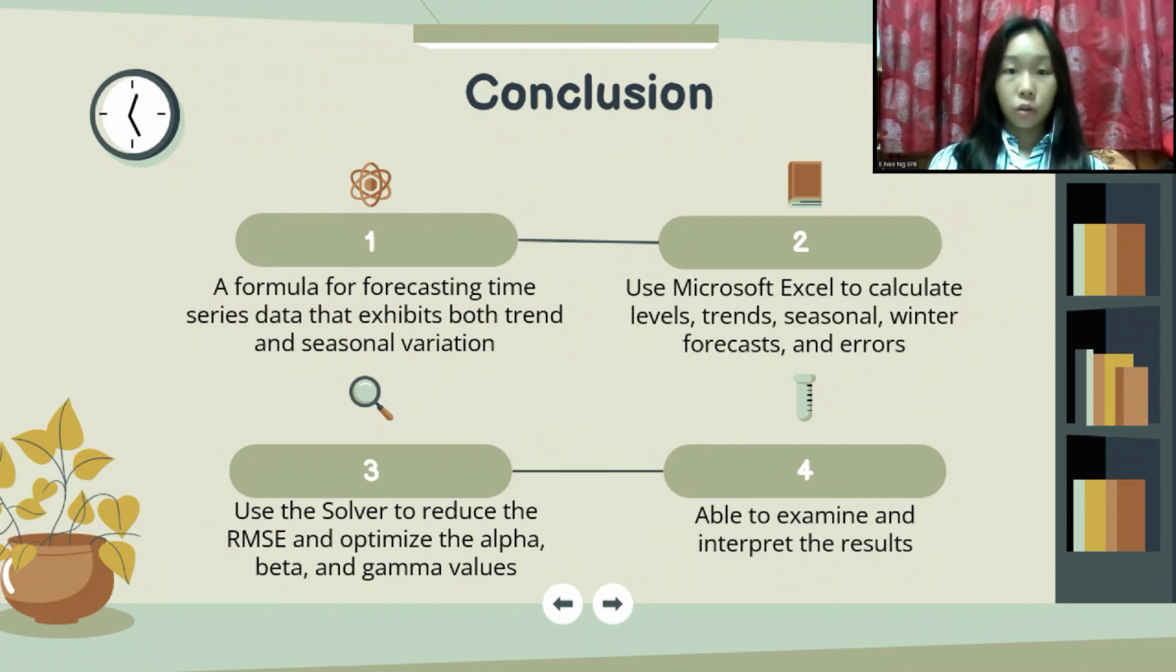Our group has decided to use Holt-Winters exponential smoothing to calculate this problem. Holt-Winters exponential smoothing is a formula for forecasting time series data that exhibit both trend and seasonal variation. We have learned how to use Microsoft Excel to calculate levels, trends, seasonal, Holt-Winters forecast, and errors using the specific formulas. To find the optimal solution, we need to use the solver to reduce the RMSE and optimize the alpha, beta, and gamma values. This solution is straightforward to construct and comprehend, which is advantageous for our needs. After this group assignment, we were able to examine and interpret the results. That's all for our group.